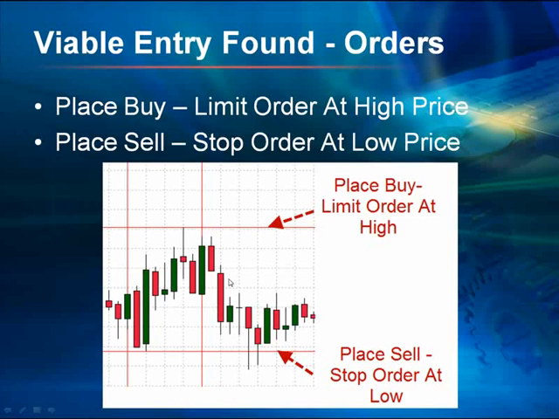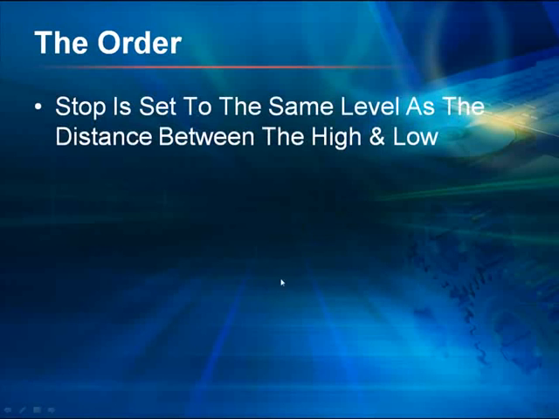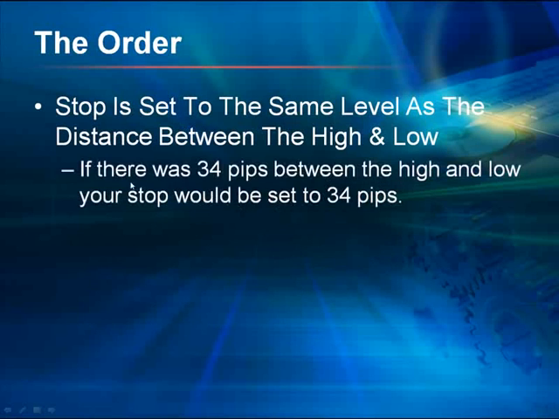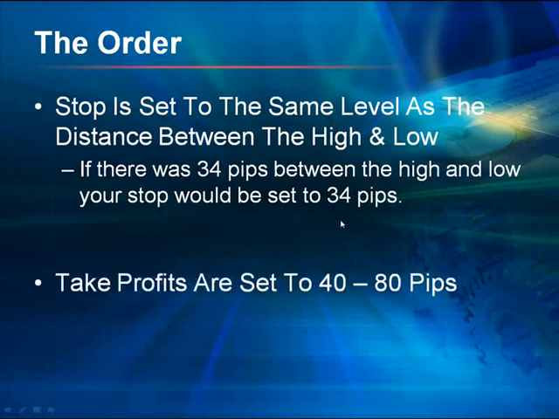When we find an entry signal, which we just did, we place a buy limit order at the high price point, and we place a sell stop order at the low price point. And when we set these orders, we're also going to set a stop loss. The stop is going to be set to the same level as the distance between the high and low. So for example, if we calculated there was 34 pips between the high horizontal line and the low horizontal line, our stop loss would be set to 34 pips.